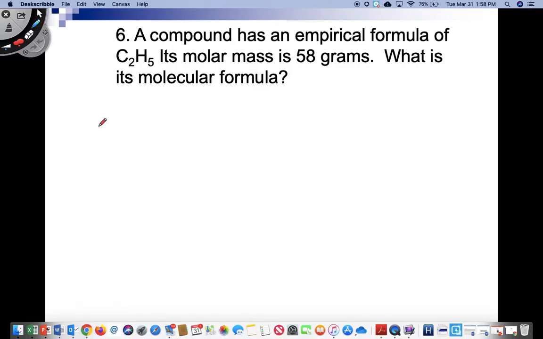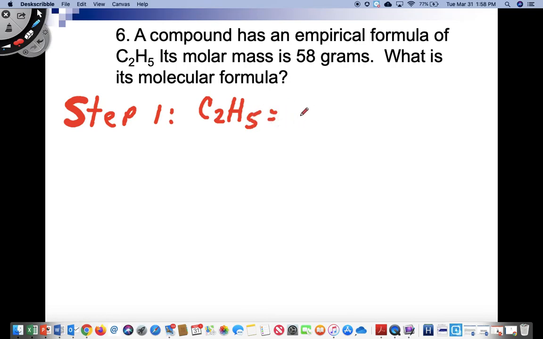Okay, so a compound has an empirical formula of C2H5 and its molar mass is 58 grams. So remember that for step one, what did you have to do? So you first had to find the empirical mass. So you have a compound that has 2 carbons and 5 hydrogens. So what is the mass?